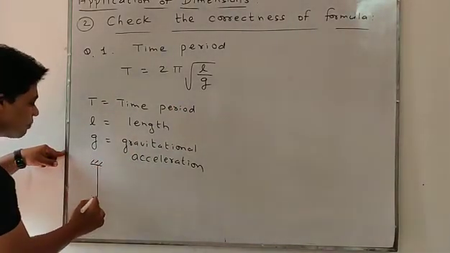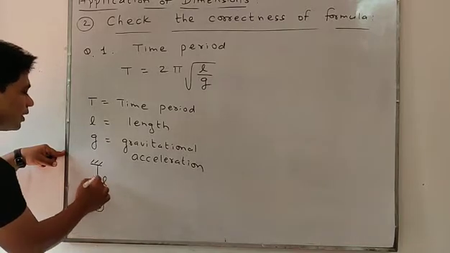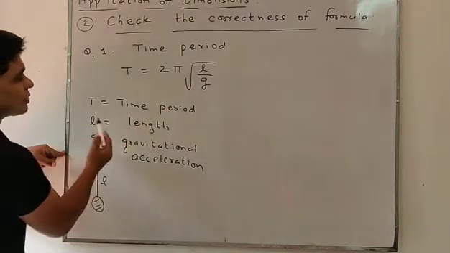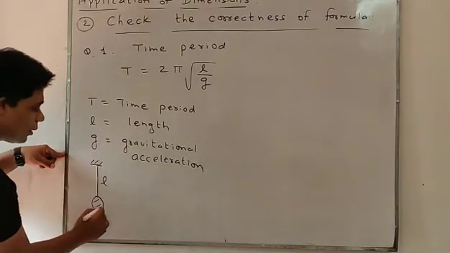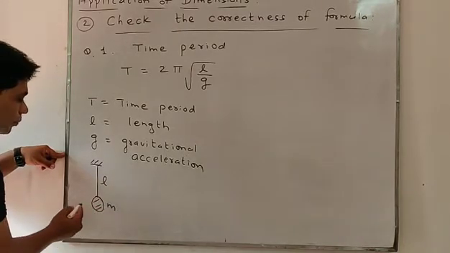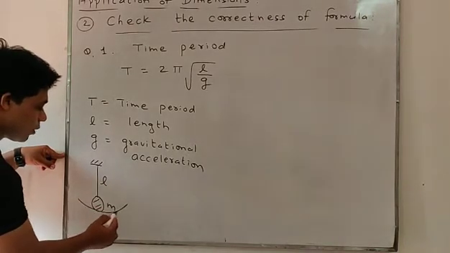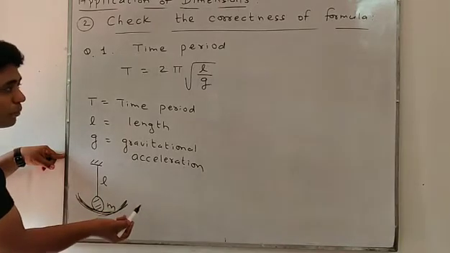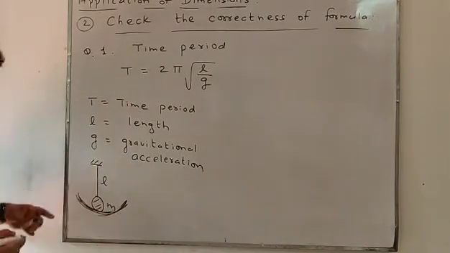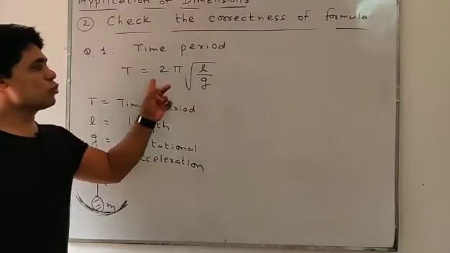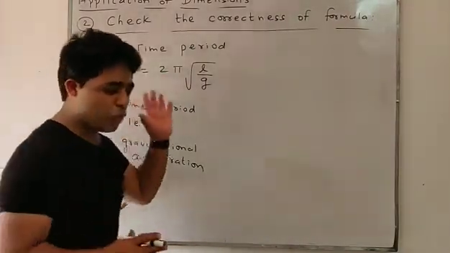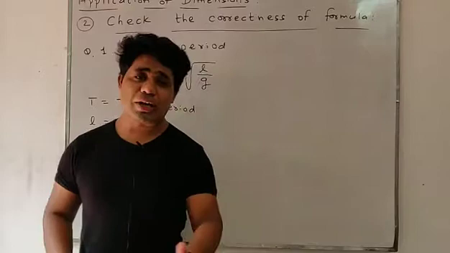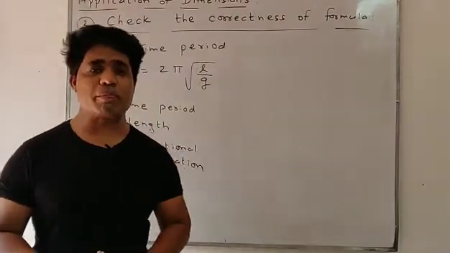Actually, this is the simple pendulum. L is the length of the rope that we are given as L, and M is the mass of the pendulum. And look at this to and fro. Time taken in one oscillation is called time period, that we have to find. We are given T equals 2 pi root L by g. And in this formula, you have to check whether it is right or wrong with the help of the dimension method.